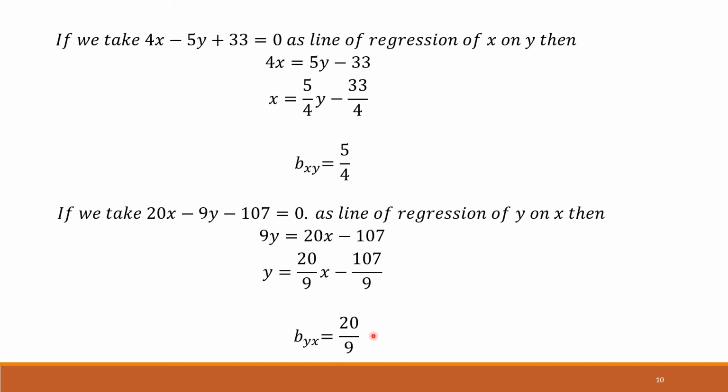If both the coefficients are greater than 1, then we will get r also to be greater than 1, which is not possible. So whatever we have assumed, those equations are wrong. Now we have to change the equation. Earlier we assumed that this is a line of regression of x on y. Now we have to take this equation as the line of regression of y on x, and this one as x on y.